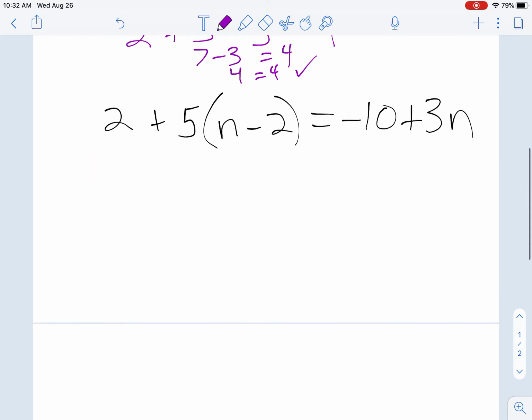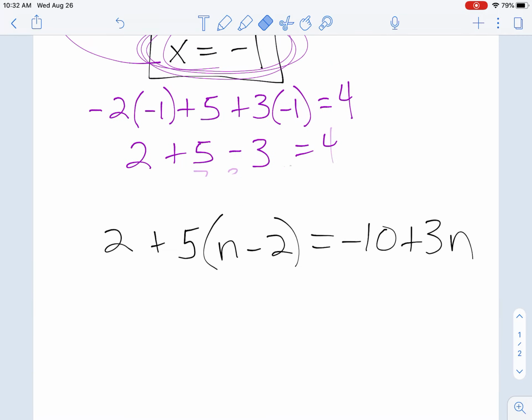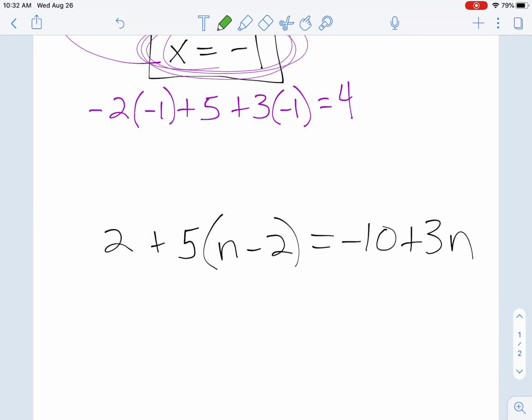Let's take a look at the next problem that I have here. I am going to erase some of this so I can fit it in. So now we're going to solve this equation. This equation is a little bit longer. It has parentheses in it, and it also has an n on two sides of the equation. So the first thing that we want to do is simplify each side.